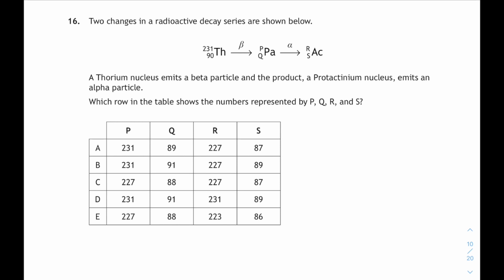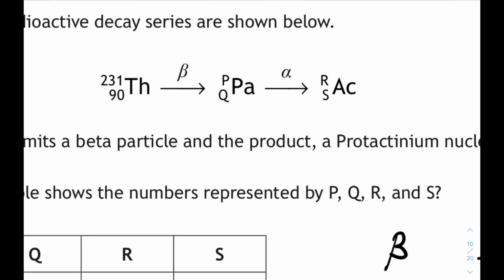We've got the thorium emitting a beta particle. A beta particle is a fast-moving electron, and you can represent that in an atomic symbol like this. It's got negligible mass, it's got a charge of -1, and we can use e for the symbol for that. An alpha particle is the same as a helium nucleus, and we can represent it with that atomic symbol.